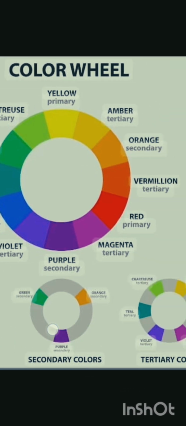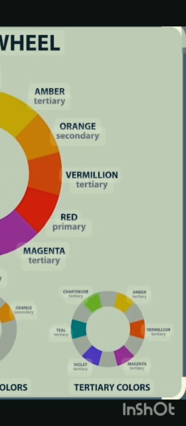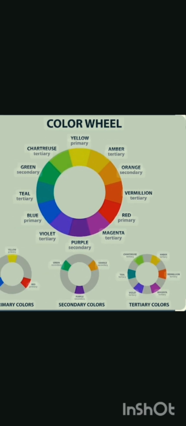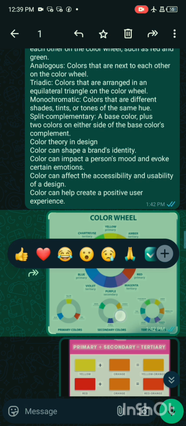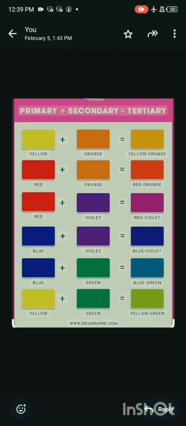Then now on tertiary colors, we are going to have the ambers, the magenta, the violet, and the teal colors. One of the main things is that you should be able to go alongside with a color wheel. We won't elaborate more on this because we're going to come out with a better explanation using this.